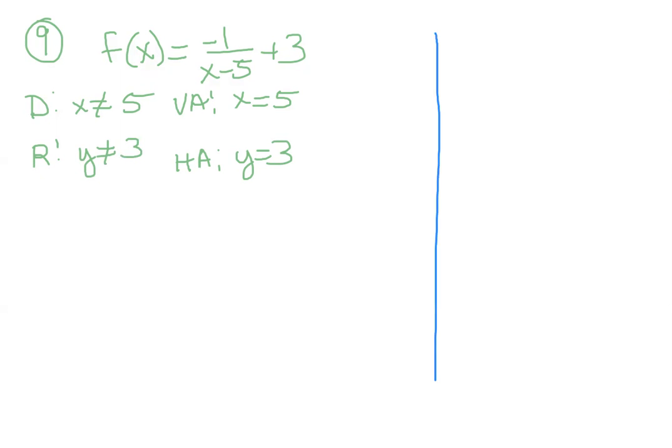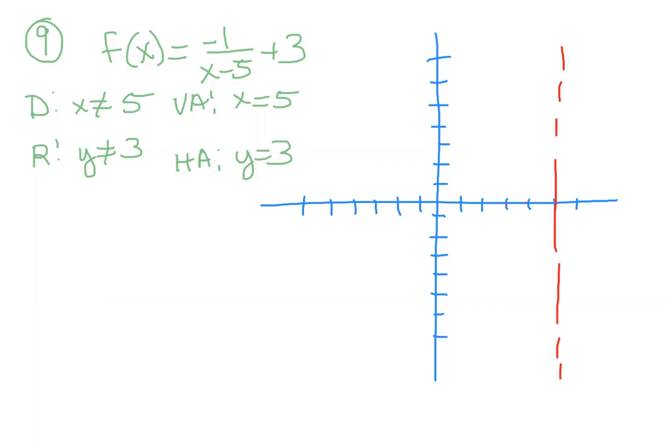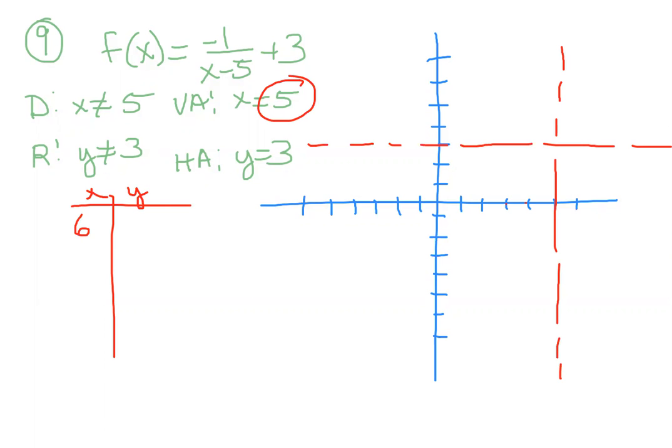Let's go ahead and graph. Put our asymptotes. X equals 5, 1, 2, 3, 4, 5. And y equals 3. And if we make a little chart on either side of 5, so let's pick 6 first. We have negative 1 over 6 minus 5 plus 3. That's going to be negative 1 plus 3, which is 2.